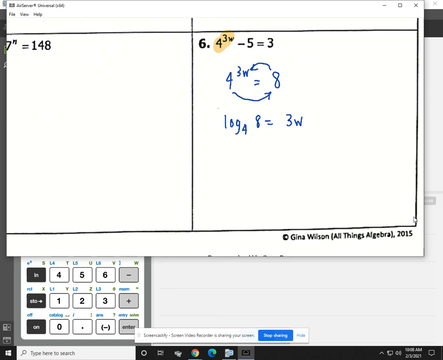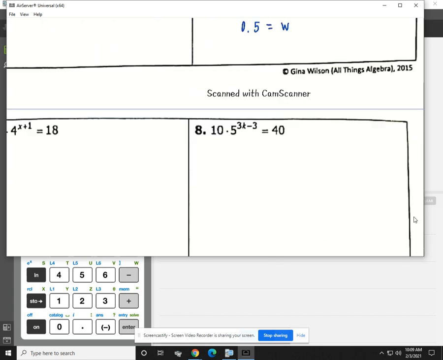All right, so go to your calculator. Alpha, window, number 5, base 4, argument 8, so log base 4 of 8 equals what? 1.5. So 1.5 equals 3w. Now, how do we solve for w? Divide by 3. What's 1.5 divided by 3? So w equals 1/2 or 0.5. Either one is fine. How easy is that? Right? Okay, let's do a couple more.